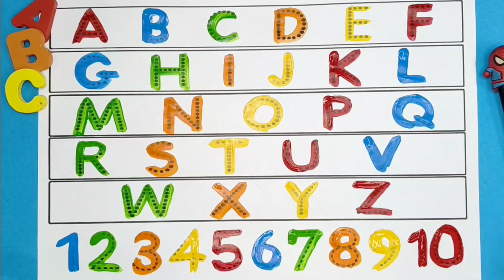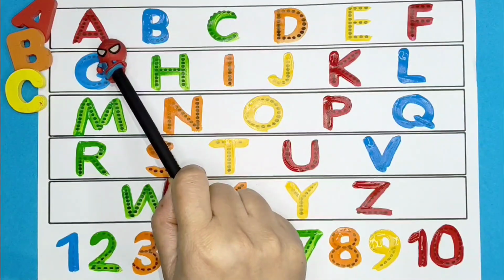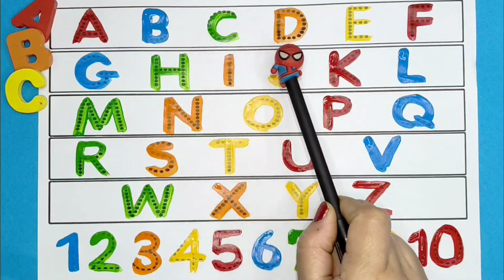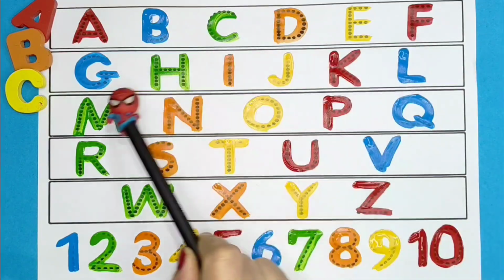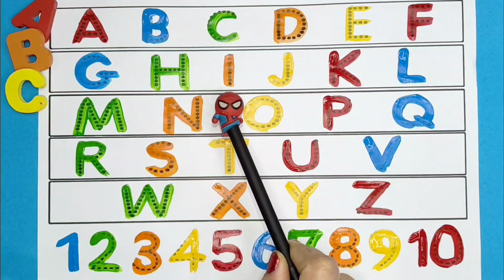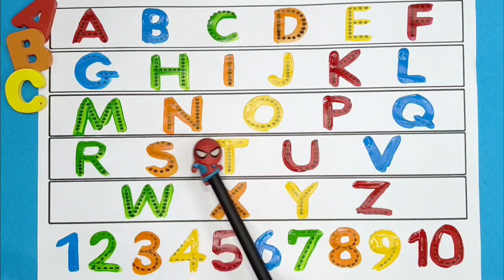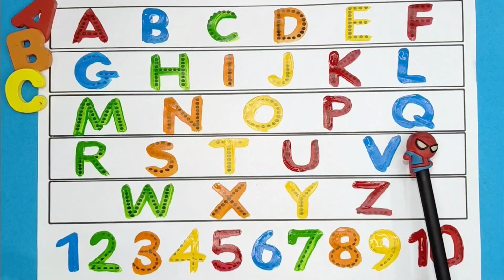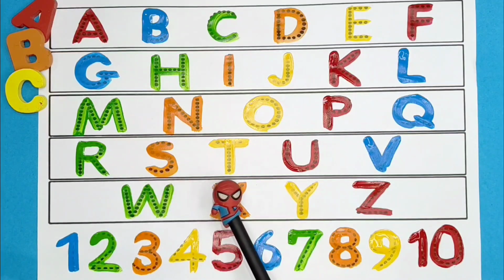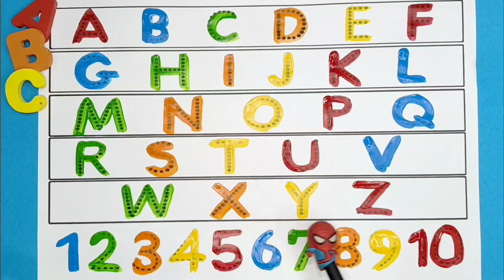10. Let's learn. A, B, C, D, E, F, G, H, I, J, K, L, M, N, O, P, Q, R, S, T, U, V, W, X, Y, Z. Number 1, 2, 3, 4, 5, 6, 7, 8, 9, 10.